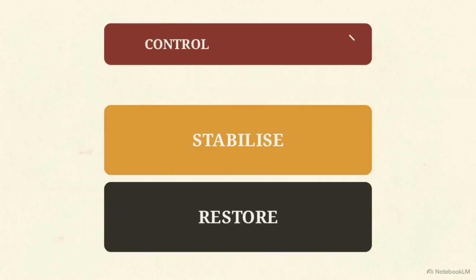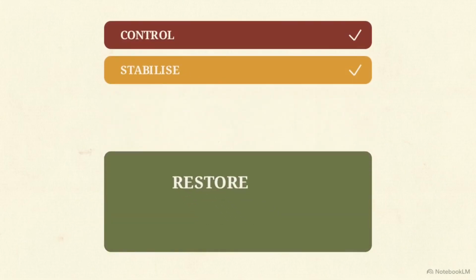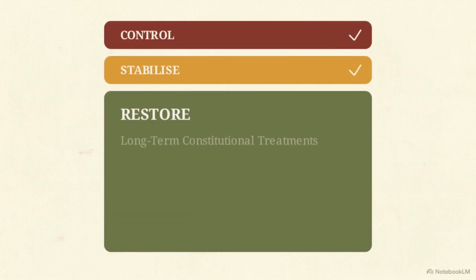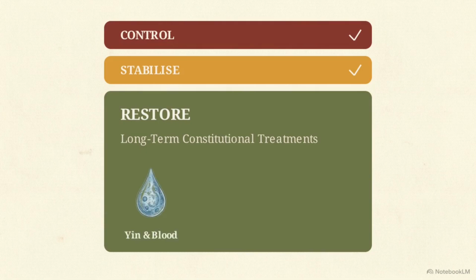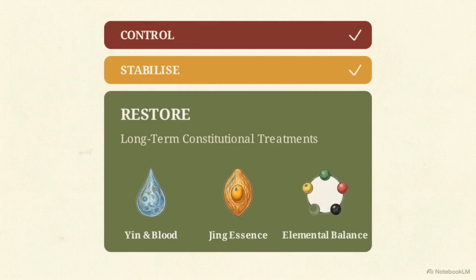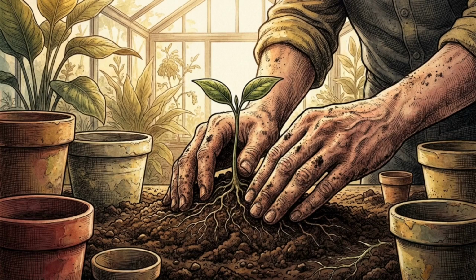Now that the red and yellow phases are entirely resolved, we unlock the final section of the checklist, restore. This is where we execute long-term constitutional treatments. We nourish yin and blood, replenish jing, and correct long-term elemental imbalances. Unlike the initial emergency response, restoration is a slow process of cultivation. It is not an urgent rescue mission.